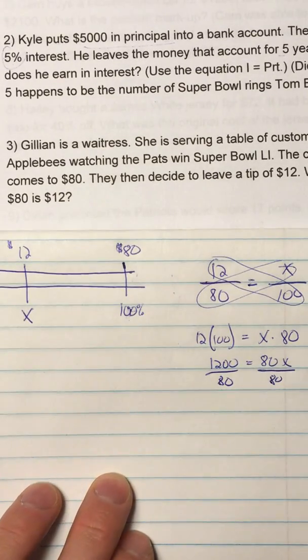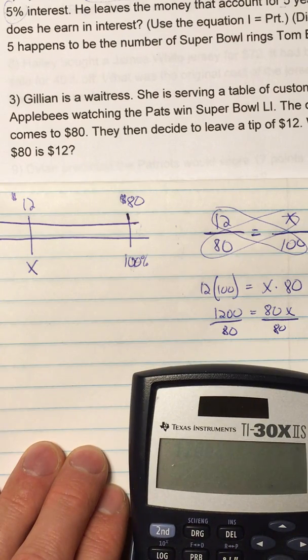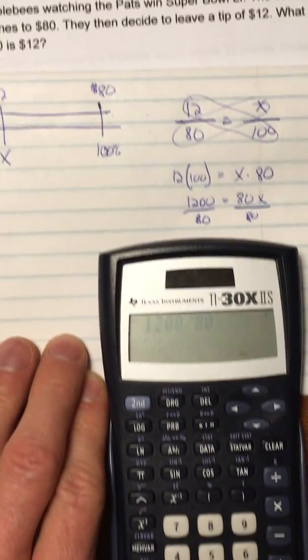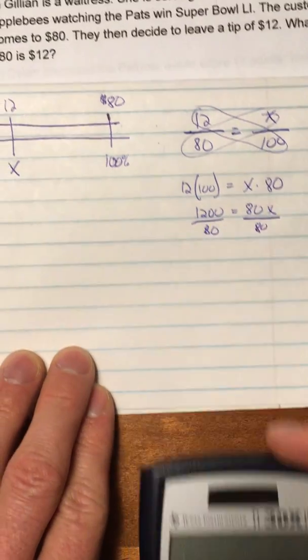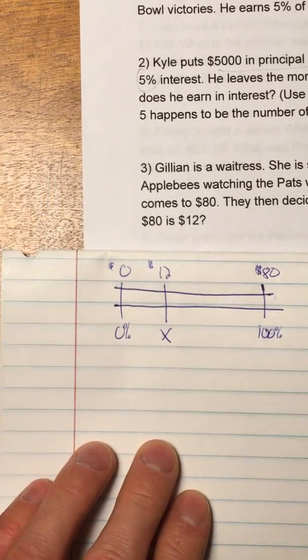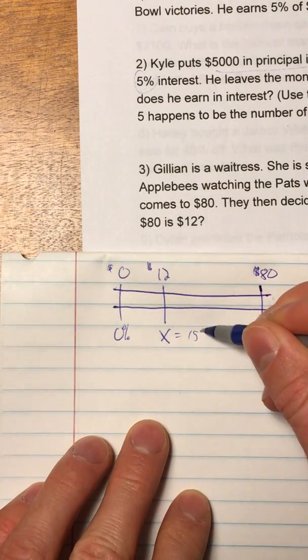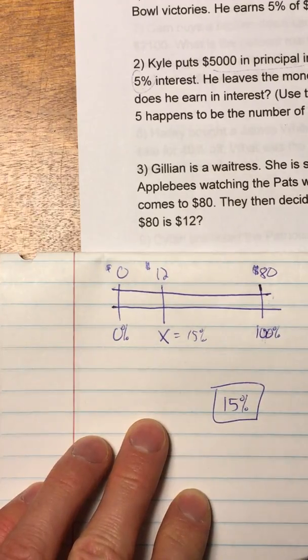Students are allowed to use a calculator at this point and say 1,200 divided by 80 equals 15. Therefore, x equals 15%. They left Jillian a 15% tip.